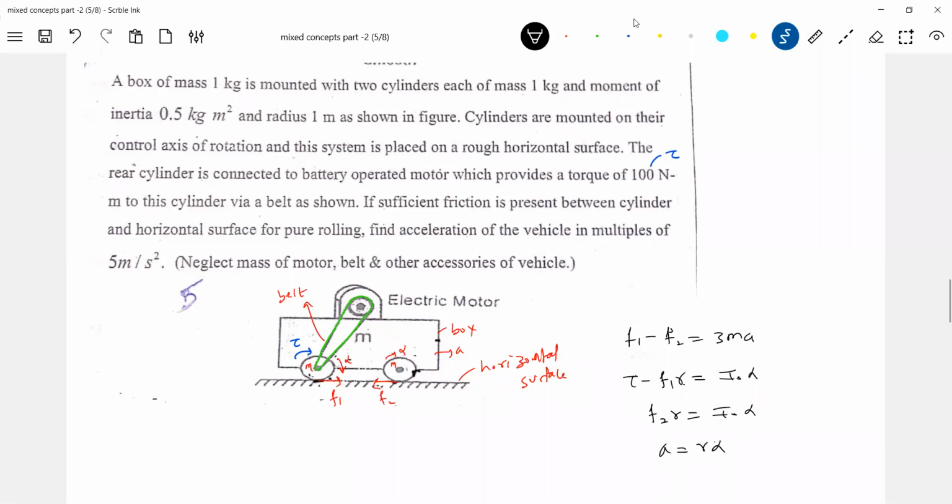So on the cylinders, I'll show the individual cylinders and what forces are acting: torque, friction, then acceleration, this alpha. So for A, we put R alpha on the individual cylinder, and for the next cylinder, F2.